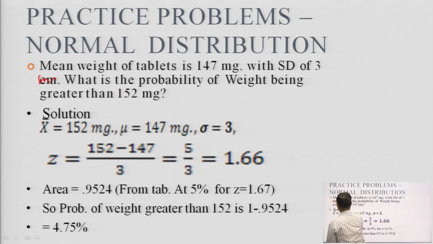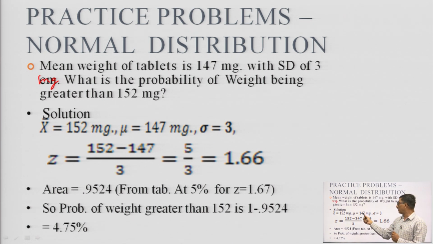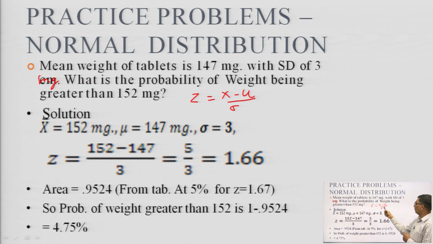We want to find the probability where the standard deviation is 3 milligram and weight is greater than 152 milligram. So to find the probability, we have x equal to 152 milligram, mean mu is 147 milligram and standard deviation is 3. As we know, the formula of z is x minus mu upon standard deviation. So x is 152 milligram, mu is 147 milligram and standard deviation is 3. On solving this, we get 5 upon 3, which equals 1.66.